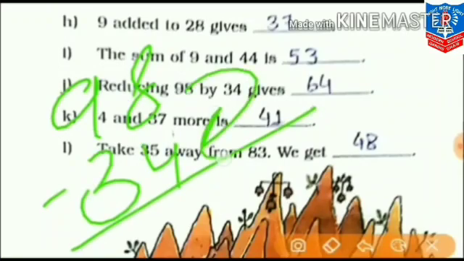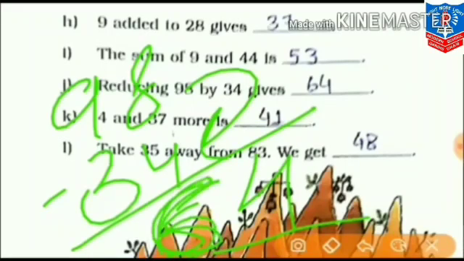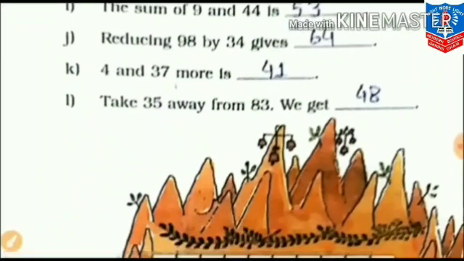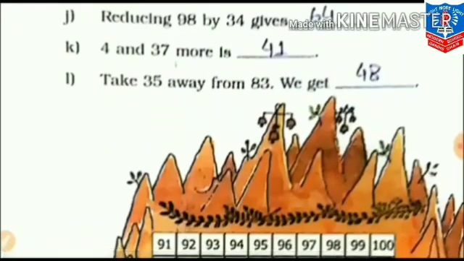Reducing 98 by 34 gives. Again, reducing means minus. Reducing means becoming less, so we will subtract 34 from 98. 8 minus 4 is 4. 9 minus 3 is 6. So the answer is 64. 4 and 37 more is 41: 37, 38, 39, 40 and 41.